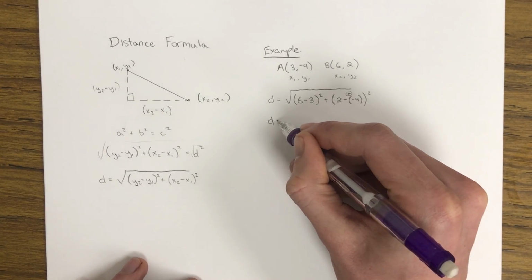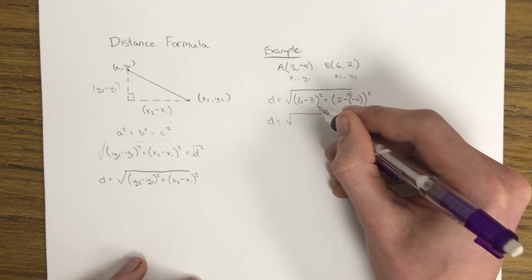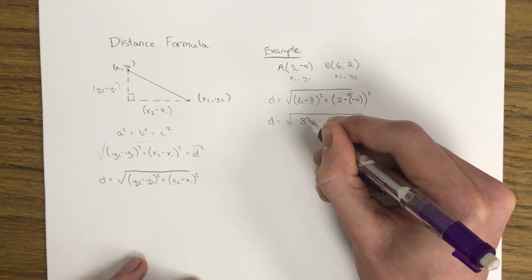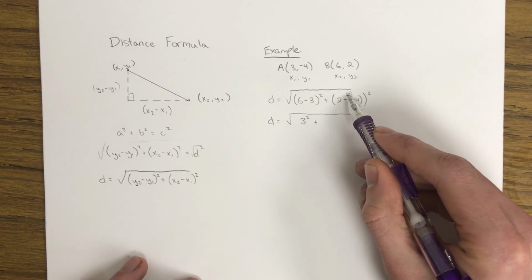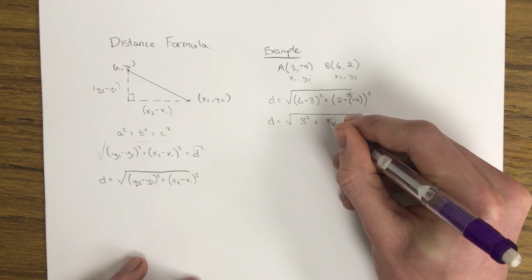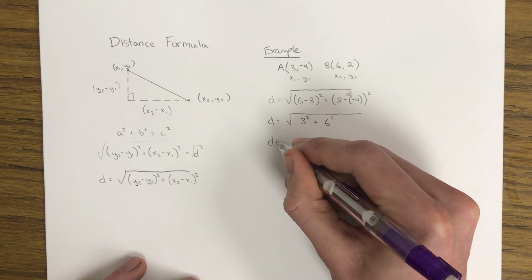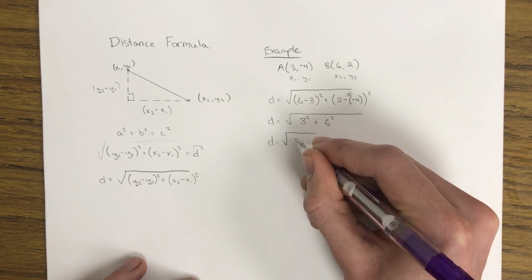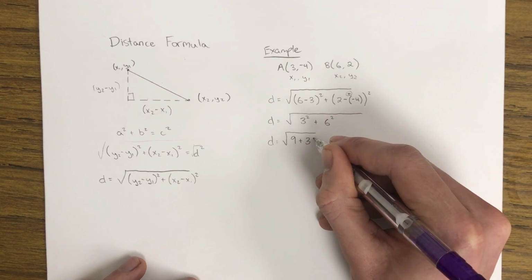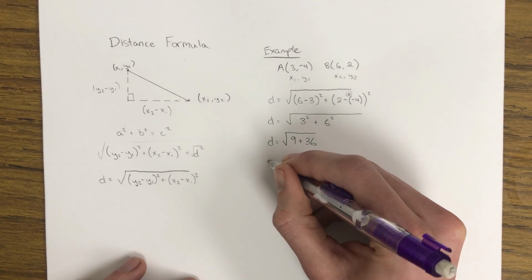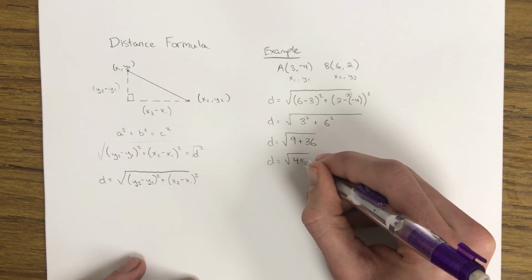So our distance is going to be equal to 6 minus 3 is 3, and 3 squared, plus 2 plus 4, which is 6, to be squared. So the distance is going to be equal to the square root of 9 plus 36. The distance is going to be equal to the square root of 45.